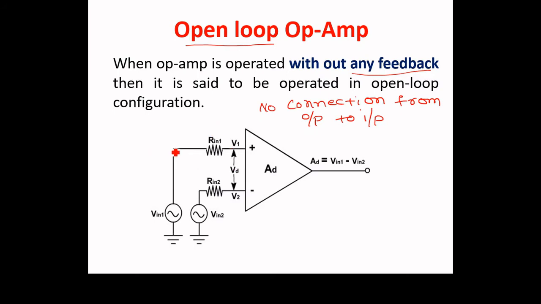You see, at the input terminals we have applied two voltages, one to the non-inverting terminal, the other to the inverting terminal, and output. Here we are taking the output, right? So there is no connection from output to the input. Such a configuration is called open loop configuration, or it is said to be operating in the open loop mode.